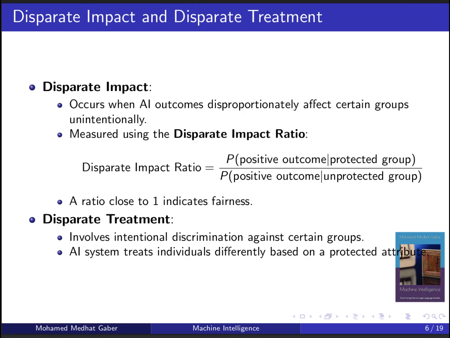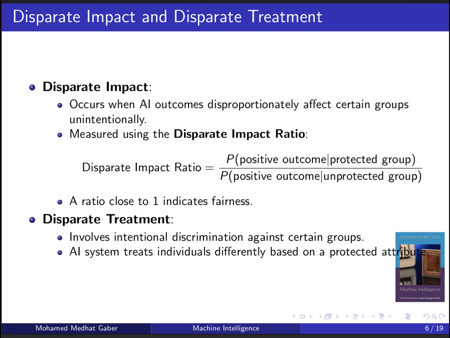Understanding and identifying disparate impact allows organizations to investigate and address the underlying causes of these imbalances. Disparate treatment, on the other hand, involves intentional discrimination by the AI system against certain groups. This occurs when the system explicitly takes protected attributes into account in a way that disadvantages individuals from those groups. For instance, if an AI loan approval system denies an application simply because the applicant belongs to a certain race, it is engaging in disparate treatment.